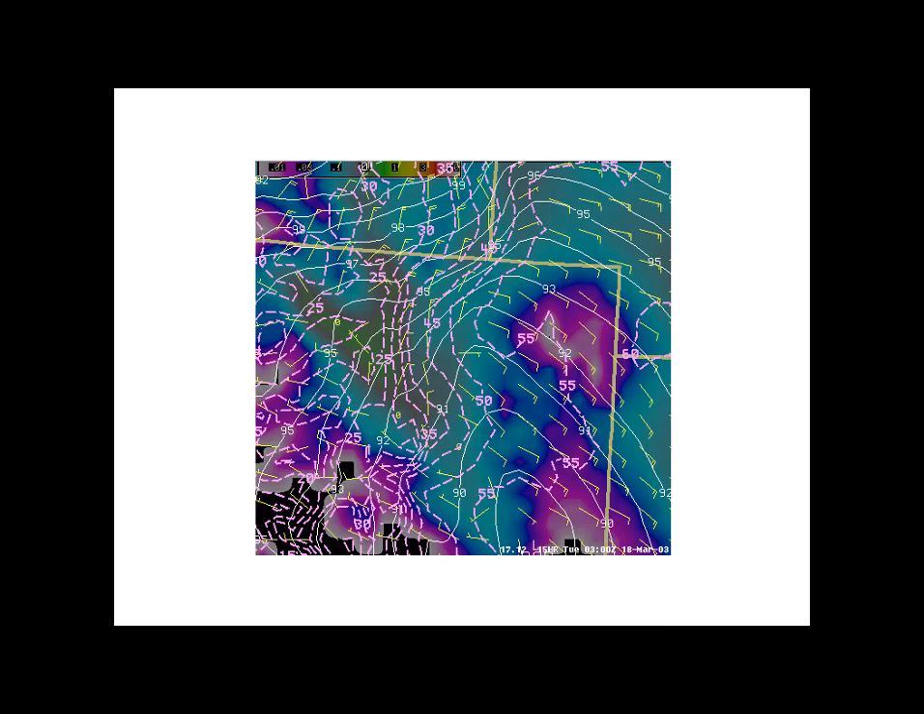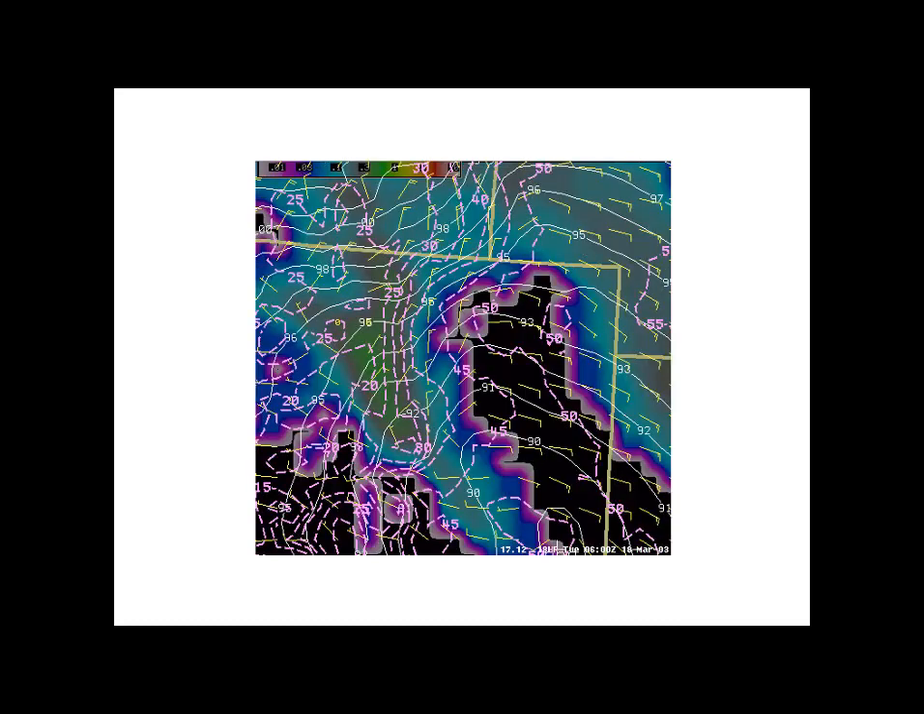Heavier precipitation is forecast to develop over Oklahoma and Kansas by 0Z and expand with time through 12Z into the Colorado area.